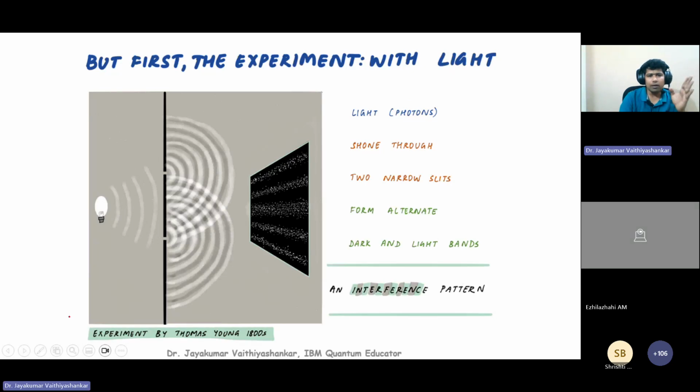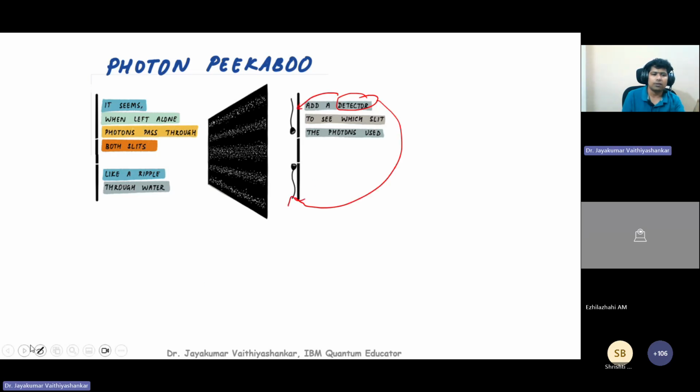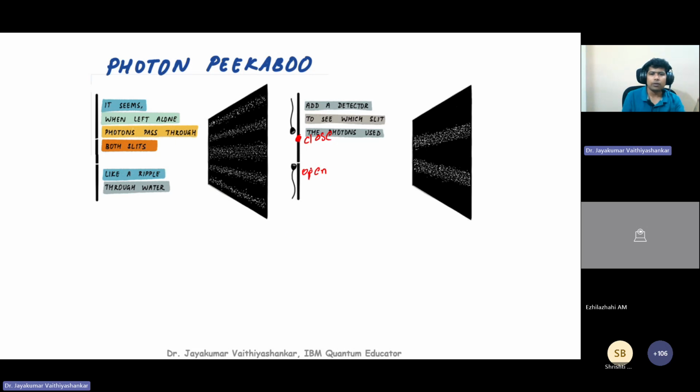So this is one phenomenon where light behaves like water. If you do the same experiment with a little modification, these are called detectors. We are adding one detector here and one more detector over here. This detector will act like a door. You need to close one door and open the other door at one point of time. If you do so, you get this output.